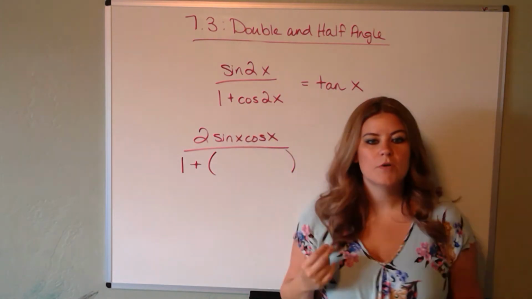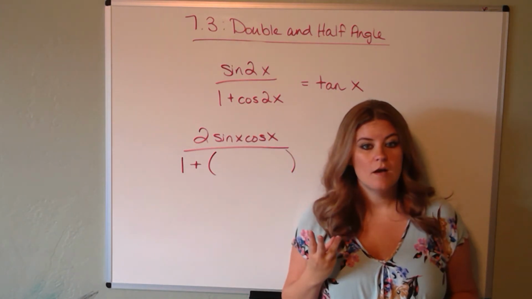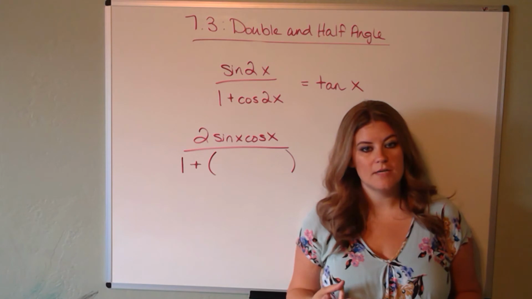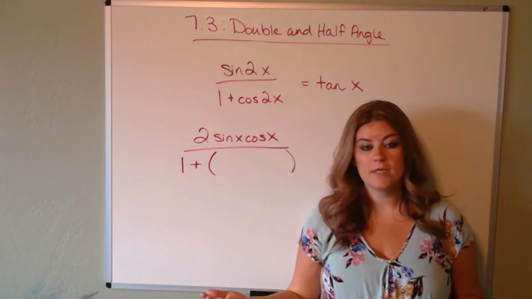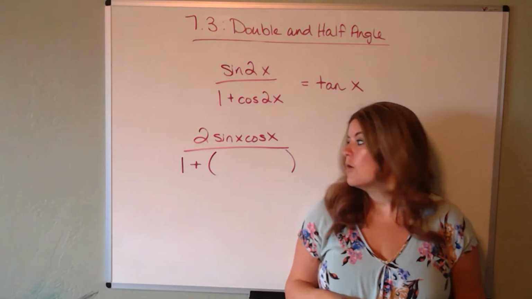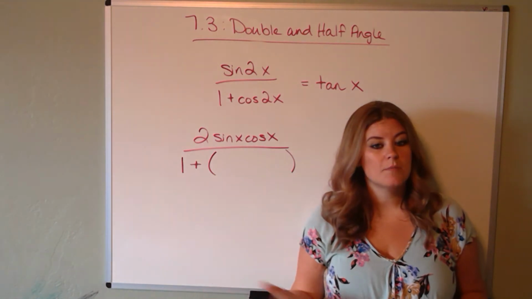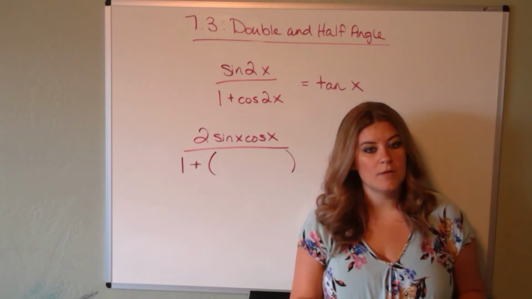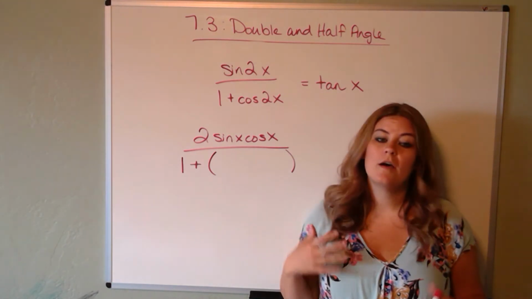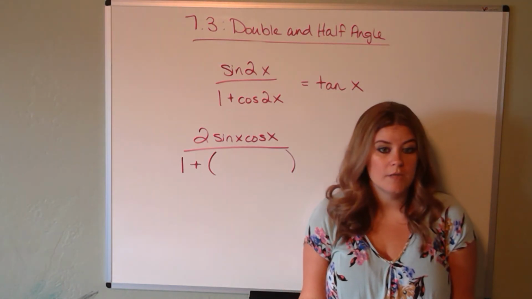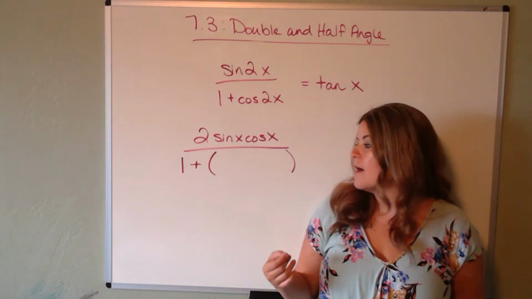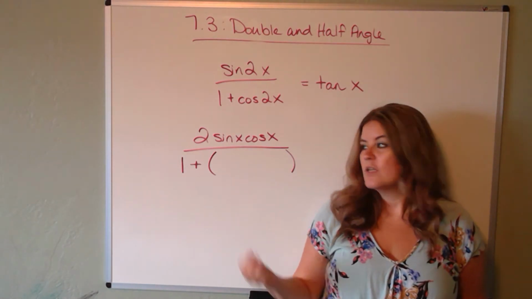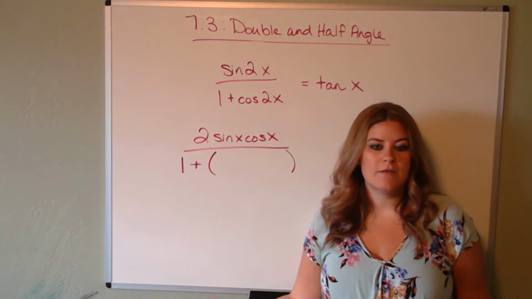cosine 2x. Remember, I have 3 choices on how I want to write the cosine of 2x. I could use cosine squared minus sine squared, or I could use 2 cosine squared minus 1, or I could use 1 minus 2 sine squared. So you guys, honestly, you can use any of them because they're all equal to the same thing. But if you choose wisely, you can do this in the least amount of steps.